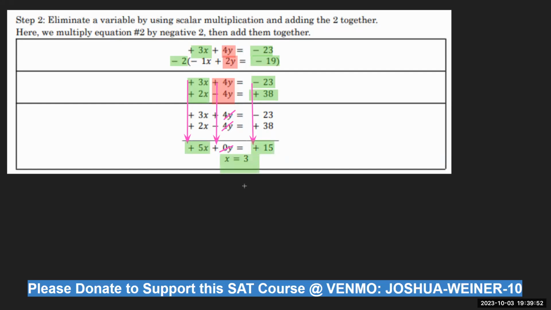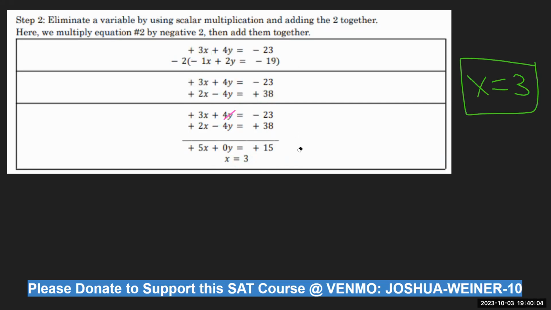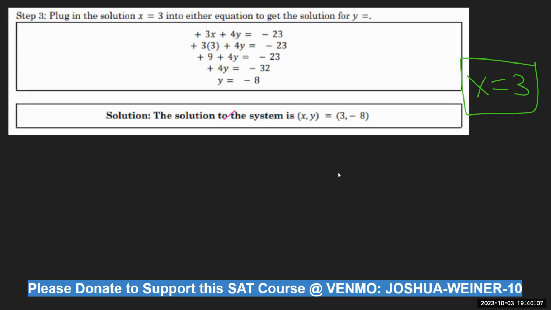Once you find the value x equals 3, you note it. Make sure you write it down and save that bit of information, because for the next step, we'll go back to one of the equations. Here I used equation number 1, and we'll plug in and find the value for y. Since x is 3, and we have 3x, 3 times 3 is 9. Then we have 9 plus 4y is negative 23. Subtracting from both sides, 4y is negative 32, and y is negative 8. So that gives us the value for the other variable.